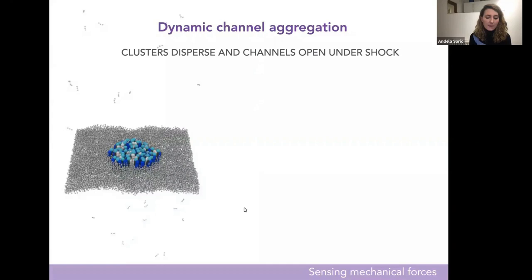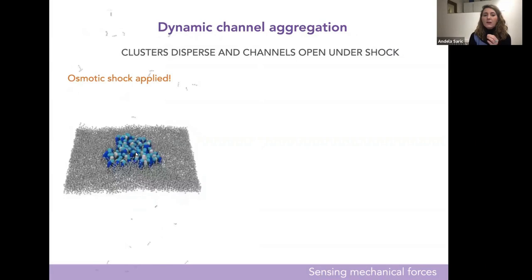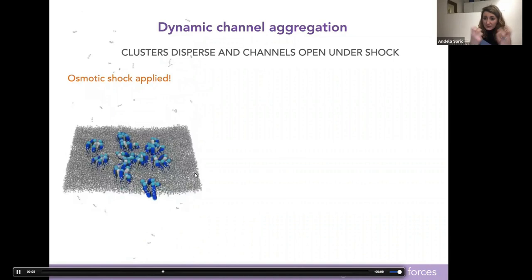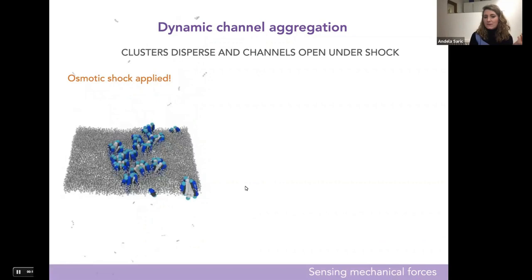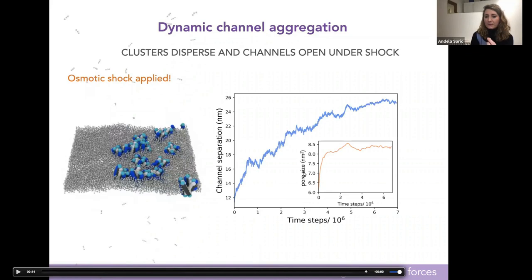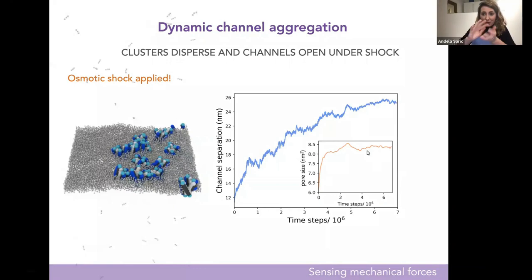So we did a little experiment where we preformed a cluster under quiescent conditions, and then we suddenly applied a shock. And what we see happening is, when channels are under quiescent conditions, they aggregate. When shock is applied, they disperse. And that's clearly seen here as channels separate and their pore goes up. So what happens is, as shock is applied, membrane tension increases, that opens up a channel, and then they're not in that upright conformation anymore where they can stick to each other, but they're in this kind of shifted configuration where they cannot interact with each other so well, so they disperse.